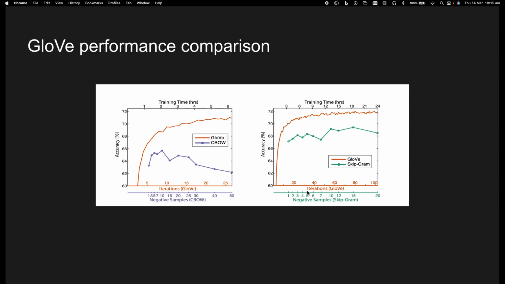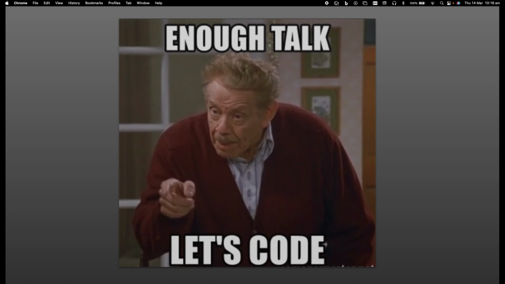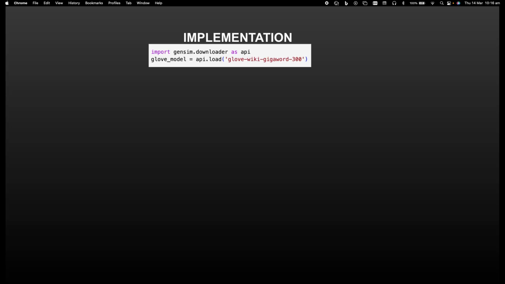So yeah, enough talking. Let's code. The most important part of creating an embedding model is to see how it is actually helping us in the real world. So what is a practical application of GloVe? Let's come to the implementation part.